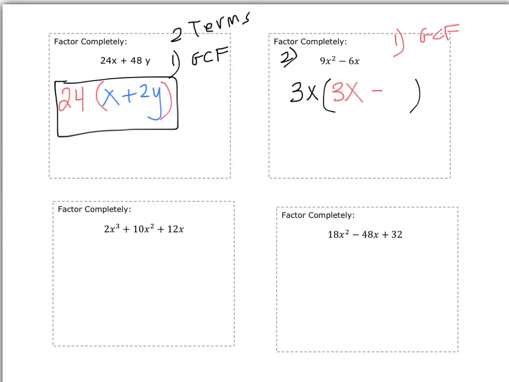A negative 2. Now, as you can see, the degree for this one is just 1. So the degree means the highest power. The power of 3x minus 2, or the degree of 3x minus 2, is a 1. So you cannot factor it anymore. Now, if you want to double check if your answer is right, you can always FOIL it to double check. So let's see. 3x times 3x is 9x squared. 3x times negative 2 is negative 6x, so my final answer is right.